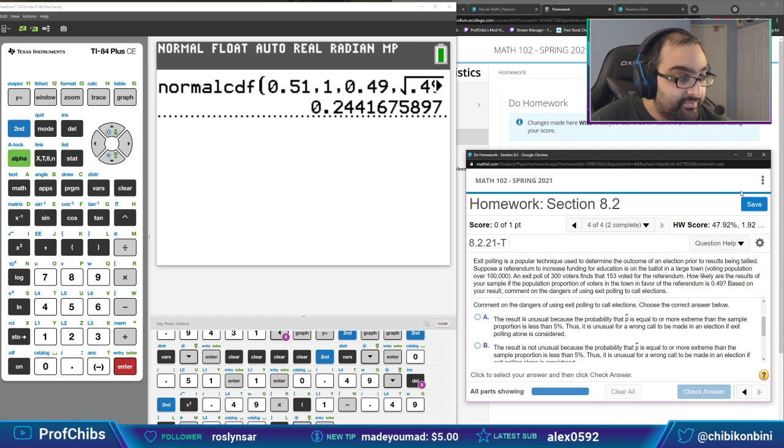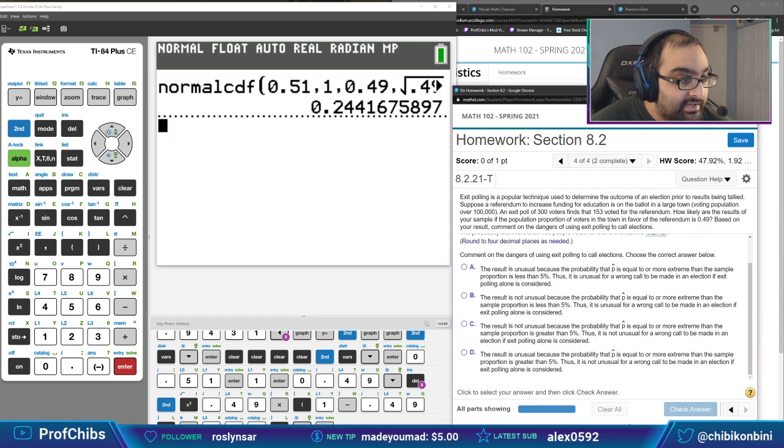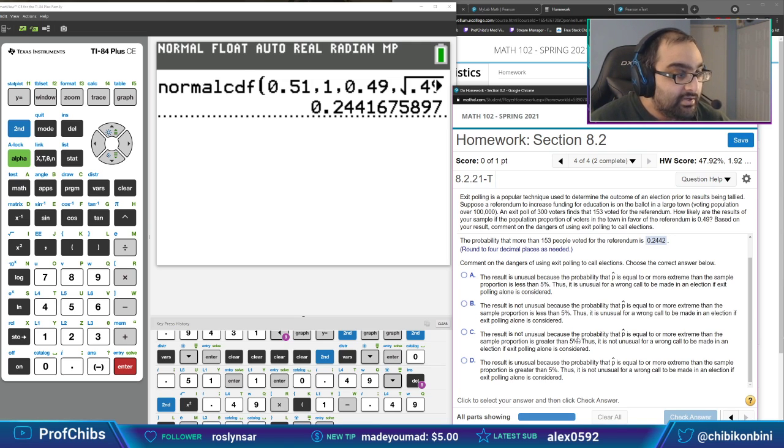Good. All right. Now they want us to comment on the dangers of using exit polling to call elections. All right. The result is unusual if the probability of a result more extreme than the sample proportion is less than 5%. So the result is not unusual, because if the result was unusual, it would have to be less than 5%. Okay.